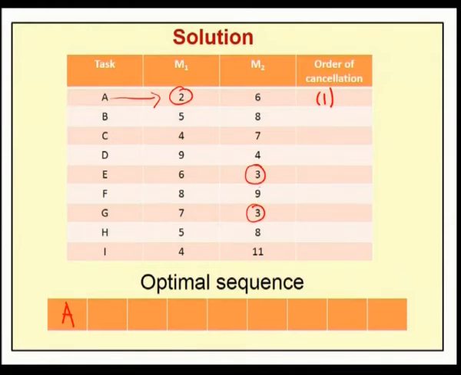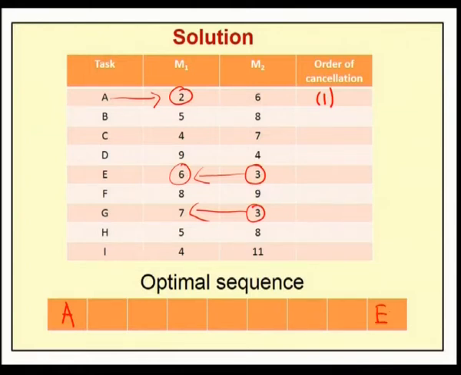Since a tie occurs, to select either of these tasks, we should look into the corresponding processing time under machine 1. For this 3, the corresponding processing time under machine 1 is 6, and for this 3, the corresponding processing time under machine 1 is 7. Among these two, the minimum is 6. Therefore, next we have to select task E. After selecting task E, we have to select task G. Since this minimum corresponds to machine 2, we have to place task E last.